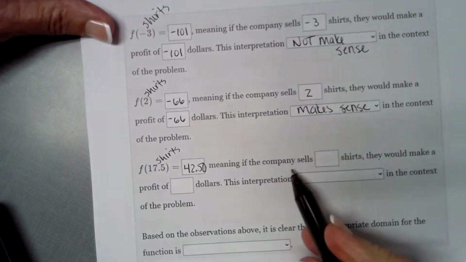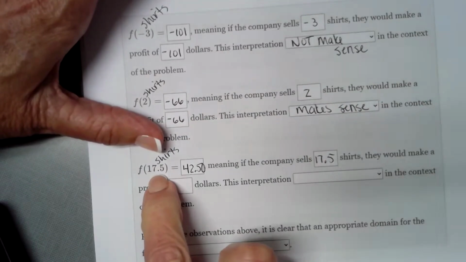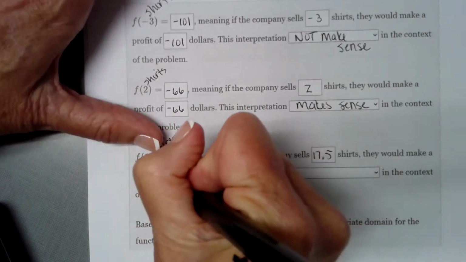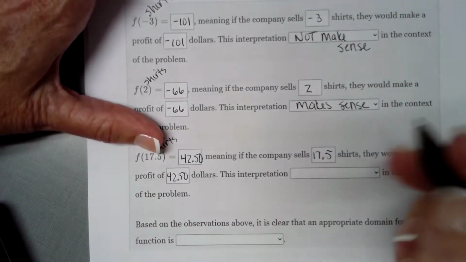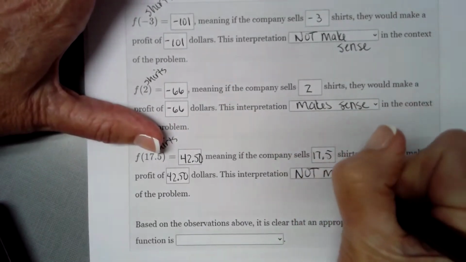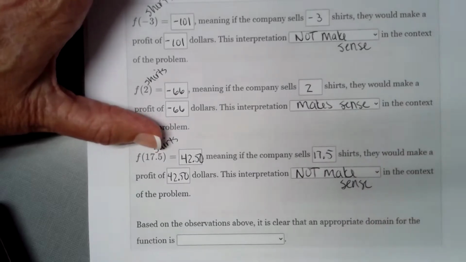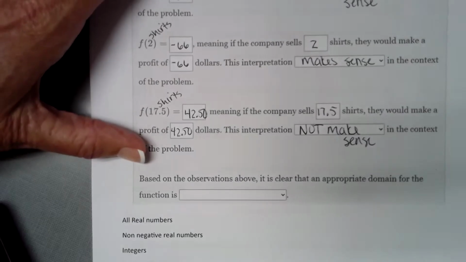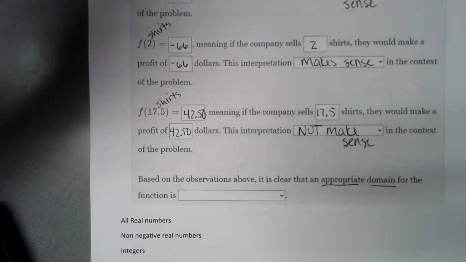Okay. Meaning if the company sells 17.5 shirts, I got that from my X value, they would make $42.50. Okay. This interpretation does not make sense. The reason why it does not make sense is because we cannot sell half a shirt here. Okay. So now, based on the observations above, it is clear that the appropriate domain is.